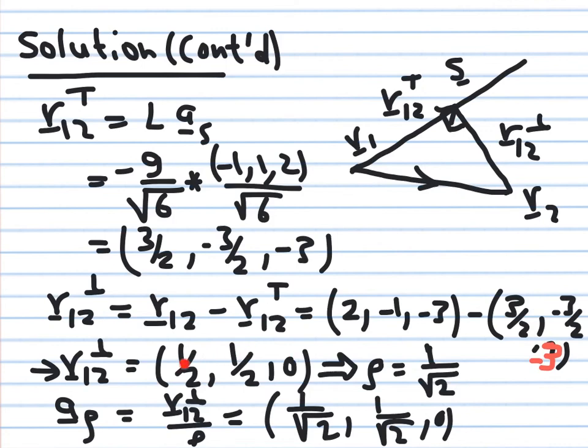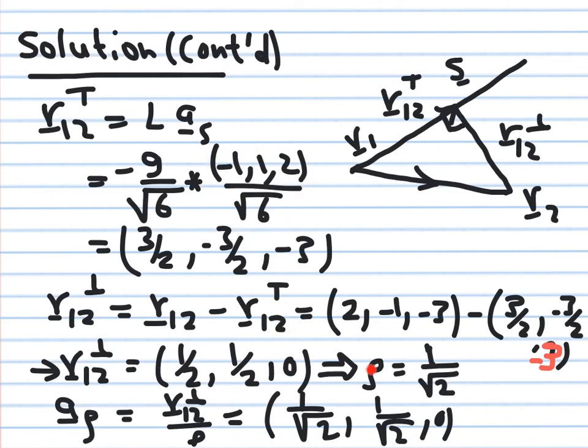Is this answer correct or wrong? Well, if this is indeed normal to S, then when you take the dot product between r12 normal and S, you should get 0. And indeed, if you take the dot product between this one and aS, you get 1/2 multiplying minus 1 plus 1/2 multiplying 1, you get 0. And this 0 multiplying 2 doesn't contribute, okay? So indeed, the inner product between aS and this vector is 0.